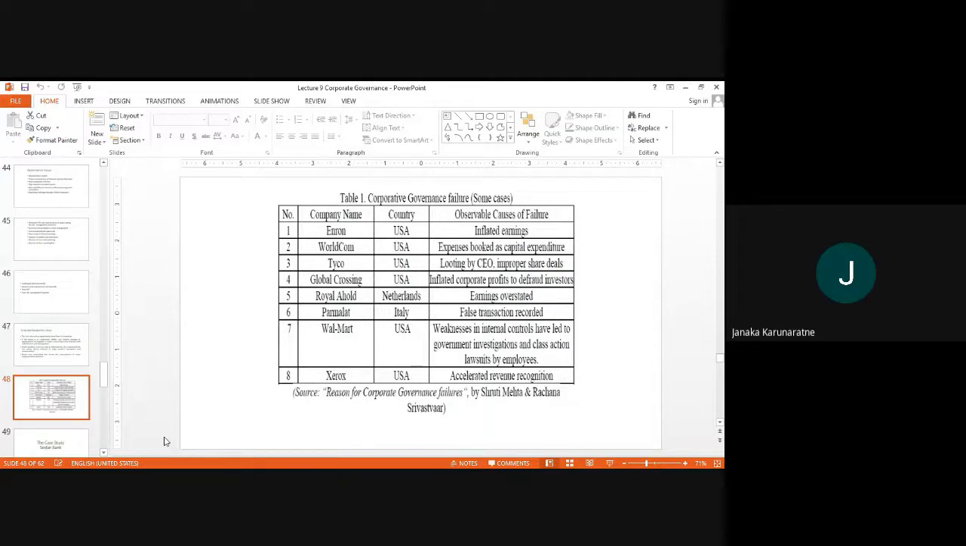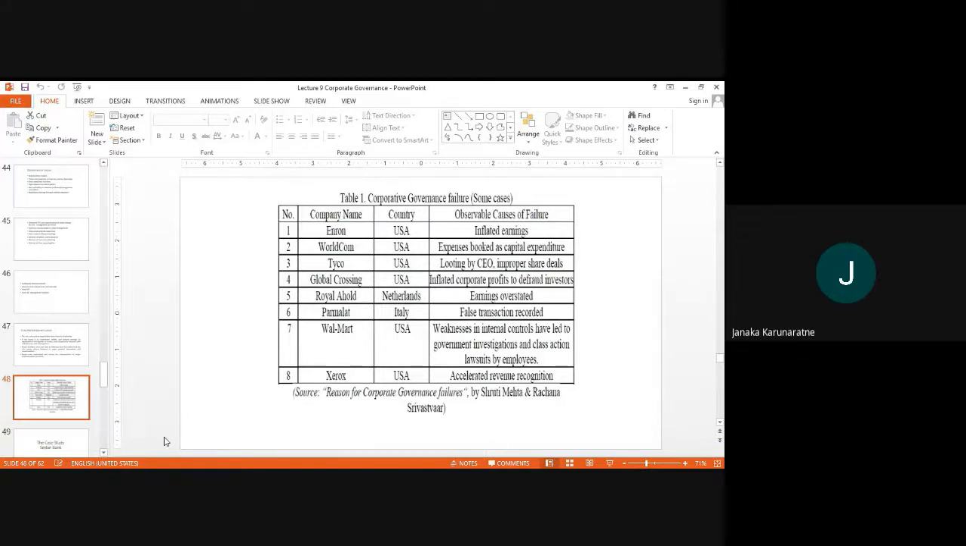So, corporate governance failures. Now I have given the causes of failure, just to elaborate what we discussed earlier. Inflated earnings, manipulation of accounting information, which is a root cause of failure. Then WorldCom, expenses booked as capital expenditure. Whenever you want to charge an expenditure to the P&L but you capitalize it instead, you basically show a rosy picture by way of profit and ultimately it leads to a problem.